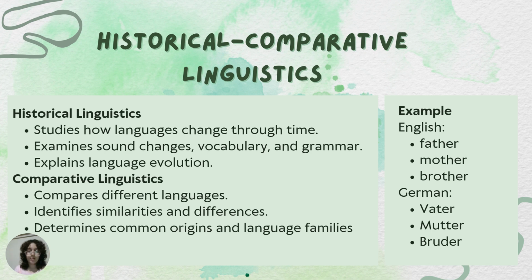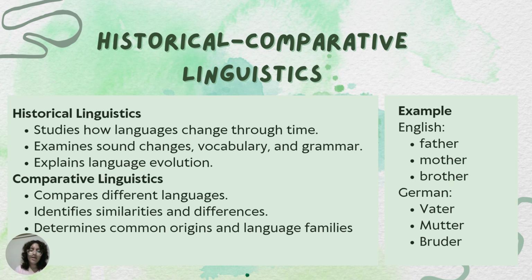Historical and comparative linguistics. Historical and comparative linguistics are closely related because both study language development and relationships. Historical linguistics will focus on how languages change over time. It examines the change in pronunciation, vocabulary, grammar, and meaning to explain the evolution of the language. Comparative linguistics, on the other hand, will compare two or more languages to identify their similarities and differences.